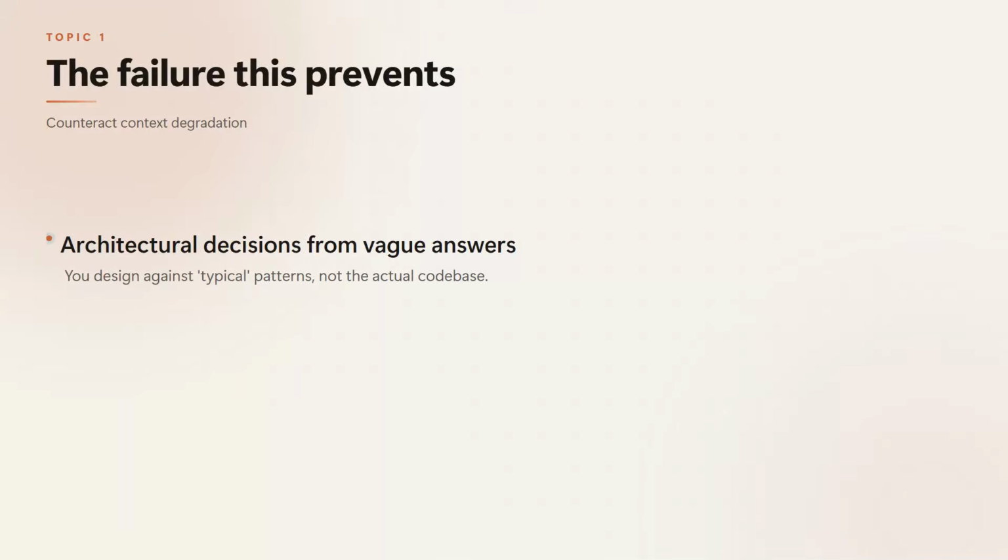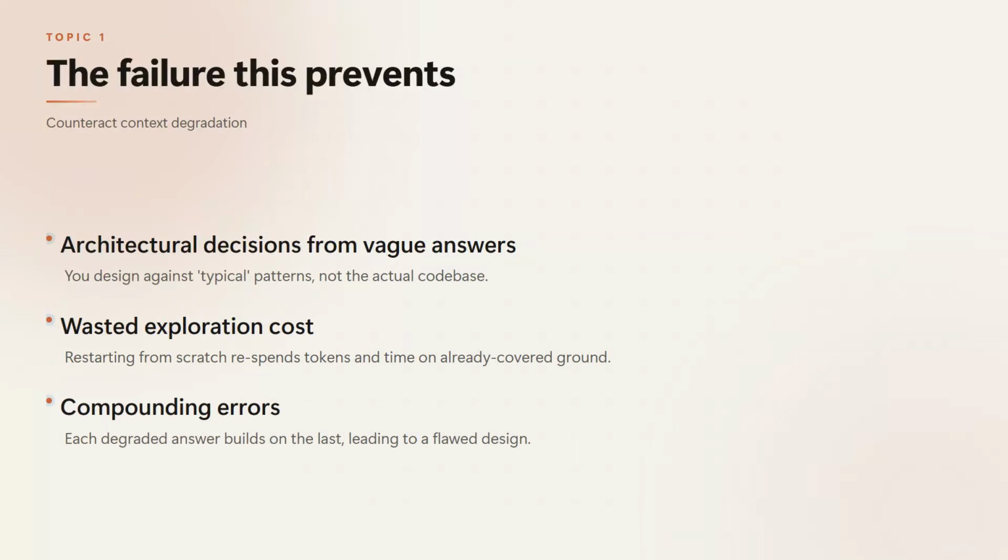Without this technique, you end up making architectural decisions based on vague, generic answers. You'll design a system around typical service patterns instead of the actual classes and relationships in the legacy codebase. That leads to integration failures, rework, and missed deadlines. The alternative, restarting the session from scratch, burns tokens and time re-exploring ground you've already covered.